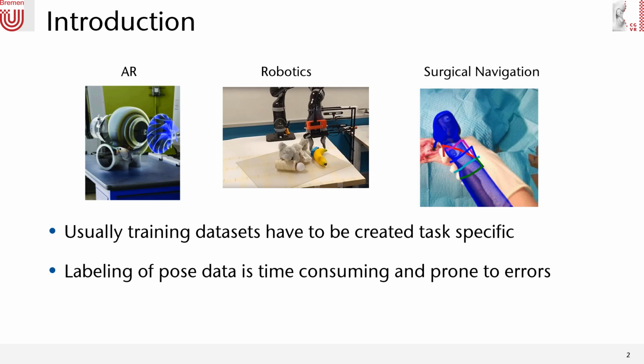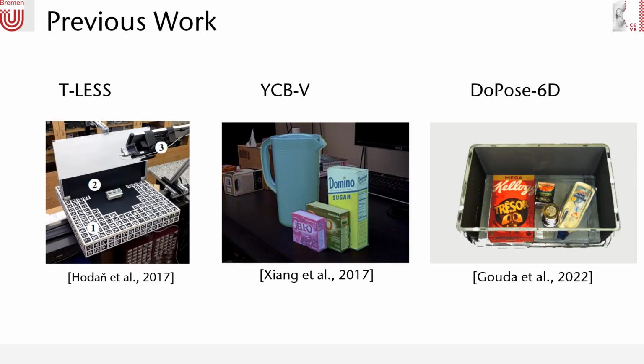For all these tasks, training datasets have to be created specifically. This is a problem because labeling of pose data is time-consuming and prone to errors. Here are some examples of existing training datasets and their labeling methods.